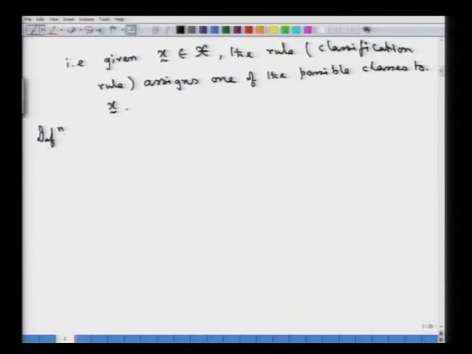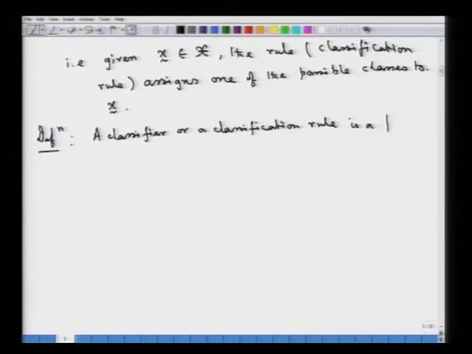Let me give you a basic definition which is based on what we have been discussing. A definition of a classifier goes like this: a classifier or a classification rule, both meaning the same obviously, is a function, say d(x).